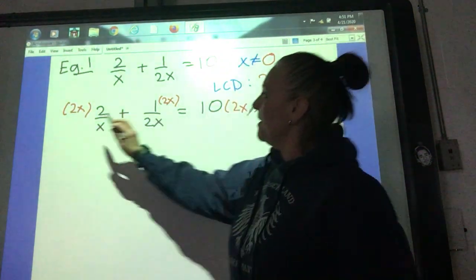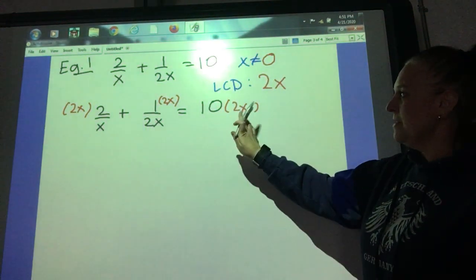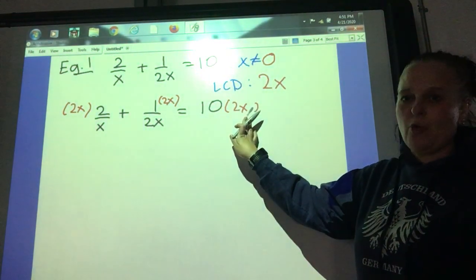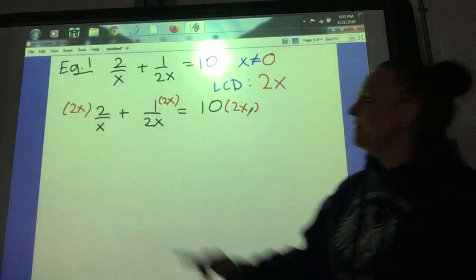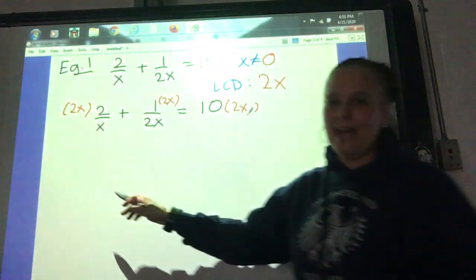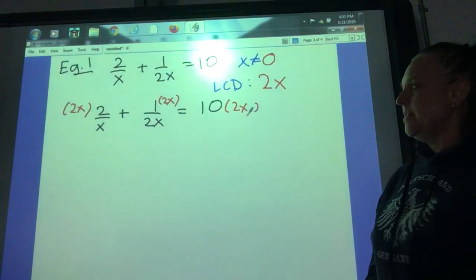Every term. So everything on the left and on the right. Sometimes students forget about the other side. Remember, we have equations now. You have a left and right hand side. So every term. Now there's 2 ways you can do that. You can multiply fully and then cancel, or cancel first and then multiply.